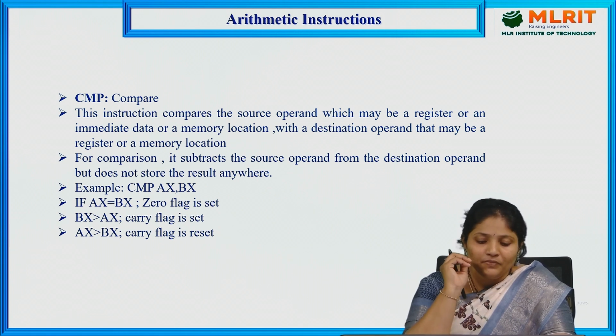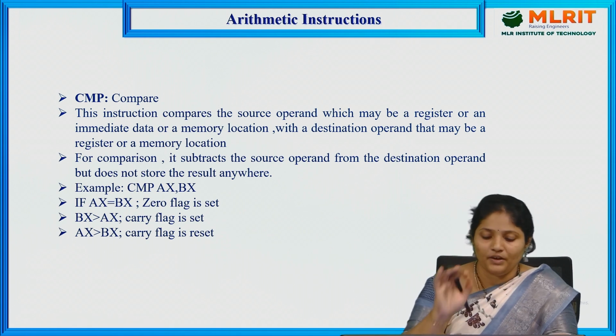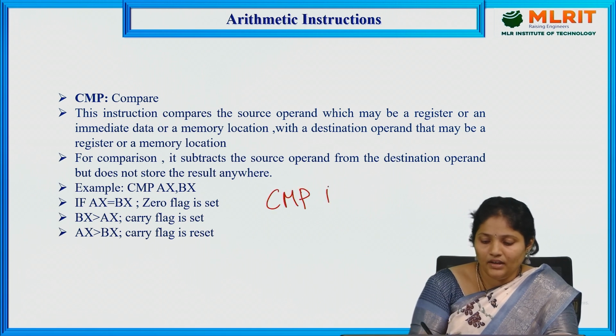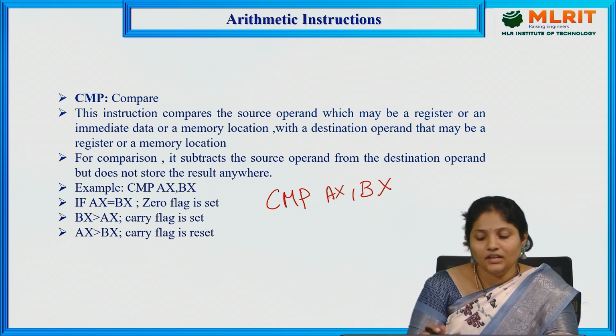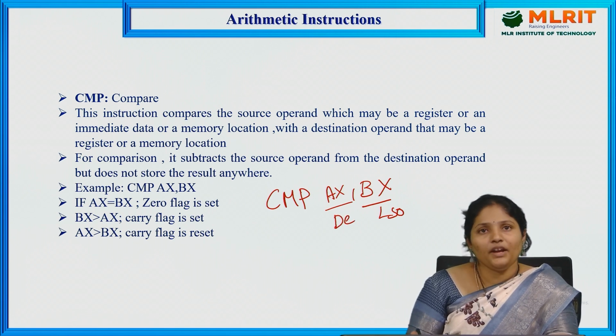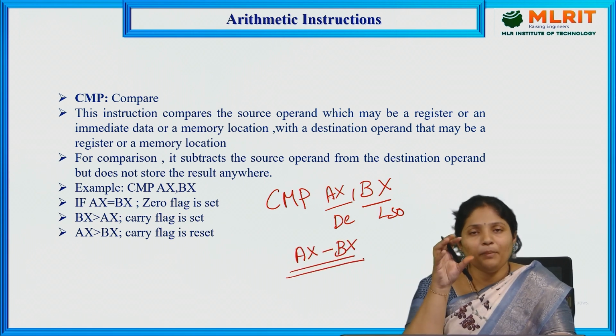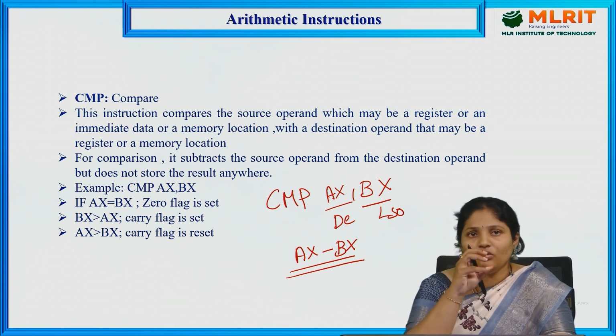Actually, here it subtracts the source operand from the destination operand. Suppose I write CMP AX, BX. In this particular case, BX is the source operand and AX is the destination operand. So the source operand is subtracted from the destination operand, like AX minus BX. This operation will be performed. But in this comparison operation, the output will not be stored in any register, because it just affects the flags.